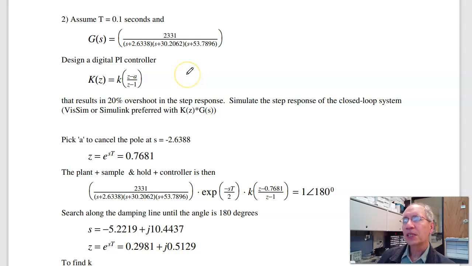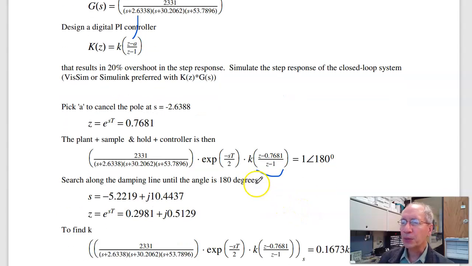Problem 2 says, let's design a PI compensator in the Z-plane. Well, for a PI compensator, it's in this form. I've got a zero anywhere I want to put it, the pole at plus 1, that makes it a type 1 system, and a gain K. The zero I picked to cancel the slowest stable pole, so I picked the zero to cancel this pole. This is the pole in the S-plane. In the Z-plane, the pole is at e to the sT, or 0.7681. So here's the form of K of Z.